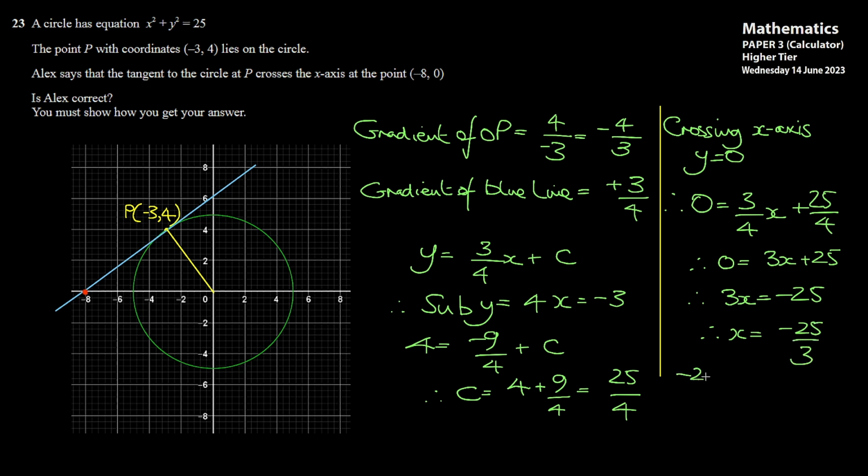And negative 25 over 3 does not equal negative 8. It is very nearly negative 8, but it is not negative 8. So those are the two answers: the real crossing point is negative 25 over 3, and Alex is wrong.